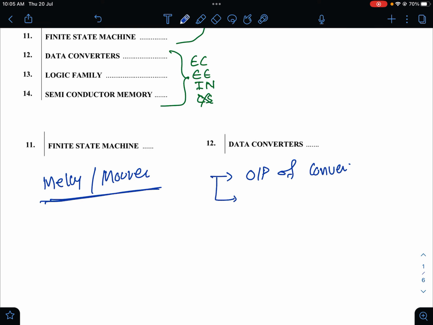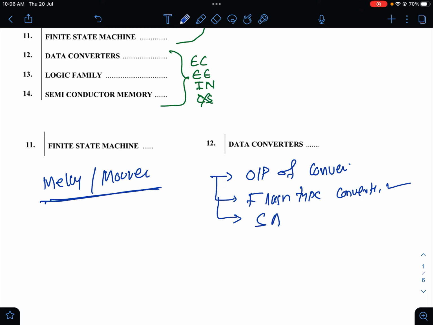And sometimes they ask questions based on the flash type converter. In the flash type converter, they ask what the hardware requirements are, how many comparators are needed, how many registers are needed, what the structure of the priority encoder is, and what delay is involved. Sometimes they ask for the output expression of this converter based on the inputs. So questions are coming from the flash type converter.